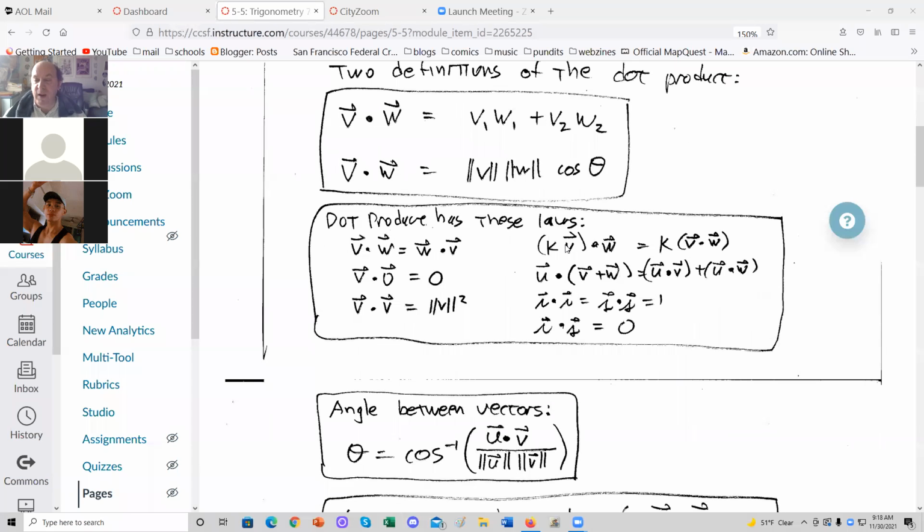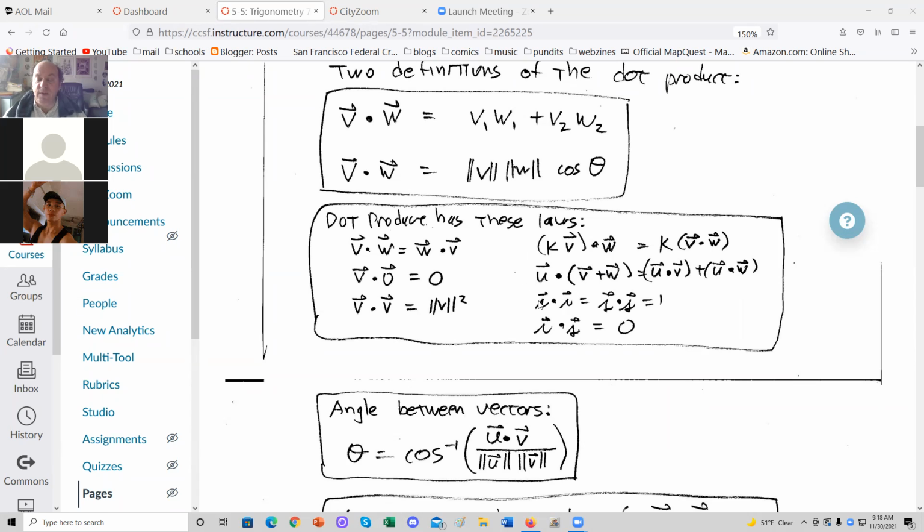Now, if we multiply a vector by a scalar k and dot product with w, that's the same thing as k times the dot product of v with w. So this is a form of associativity. We also have a form of distribution. V dot a sum of vectors is v dot one vector plus v dot the other vector. So basically the dot product distributes over vector addition.